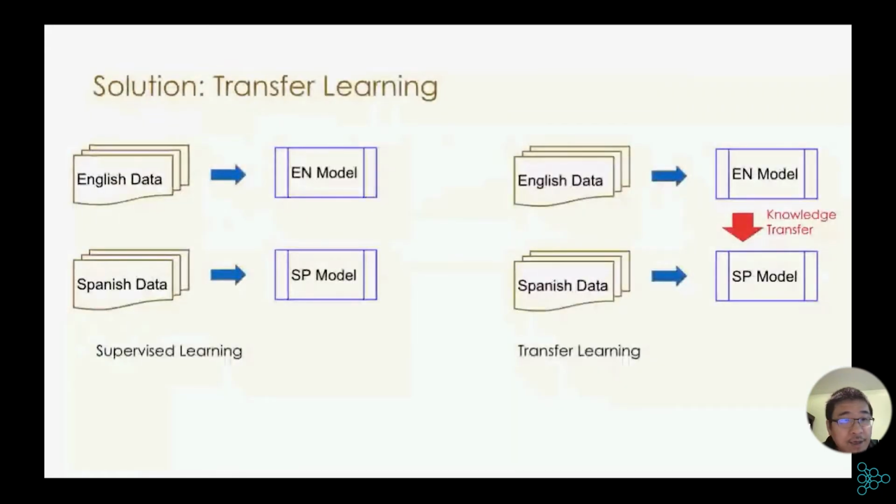Okay, so the idea is transfer learning. What does this mean? This means that we use the English data to train the English model. And then we transfer the knowledge from the English model to the Spanish model, which means that we can use English data to train a knowledge graph for the Spanish users. Okay, let's see actually how it works in the next page.